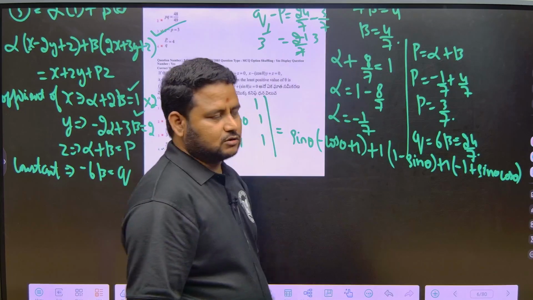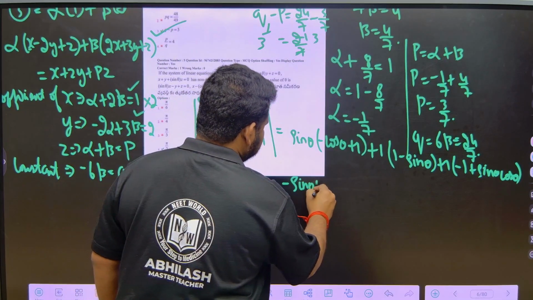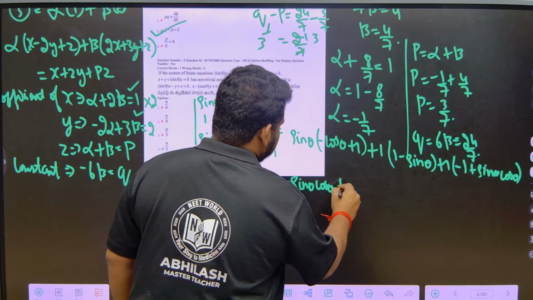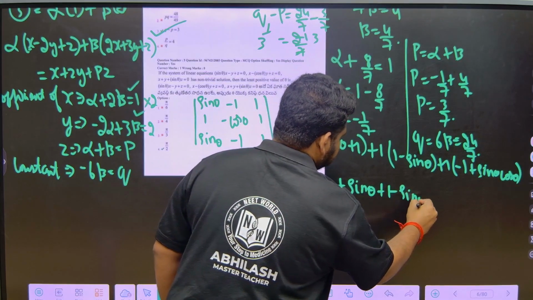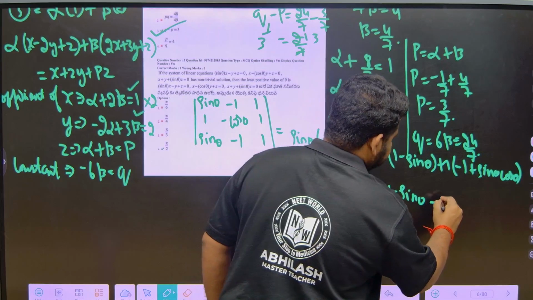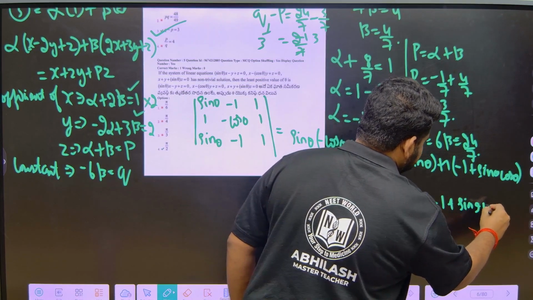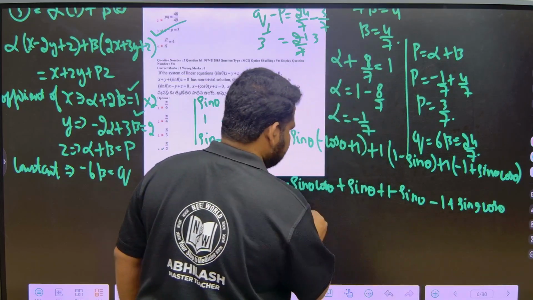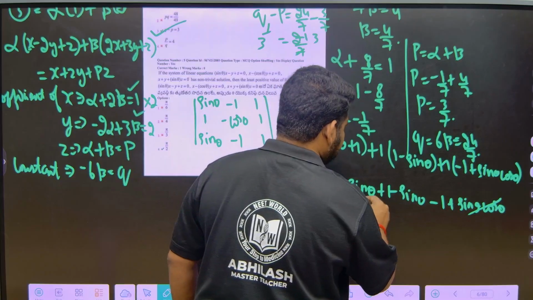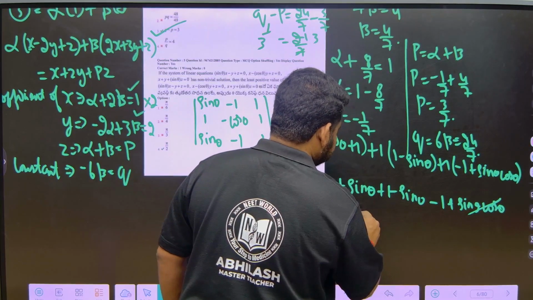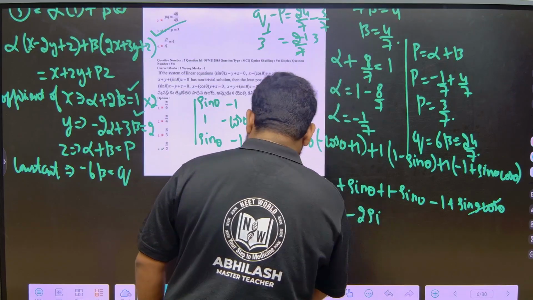Minus 1 plus sin theta cos theta. Now if I simplify this, I will have minus sin theta cos theta, plus sin theta plus 1 minus sin theta, plus minus 1 plus sin theta cos theta. Okay, this is what I have. Minus sin theta cos theta plus sin theta cos theta I can cancel. Here I have 1 plus, this is 1 minus 2 sin theta, sorry, this is 2 sin theta minus 1.